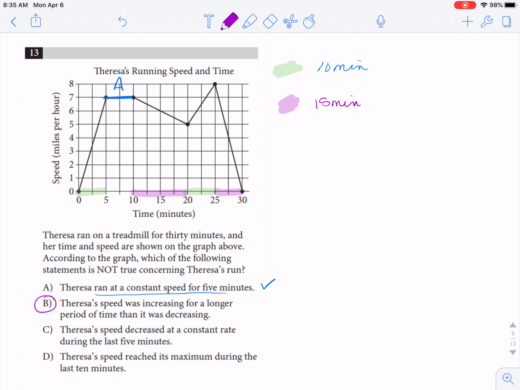Now let's just check. Decrease at a constant rate. Straight line, slope is straight. That is true. Teresa's speed reached its maximum during the last 10 minutes. So she had a maximum speed of 8 miles an hour at time t equals 25. So that is true. So B is the correct answer.